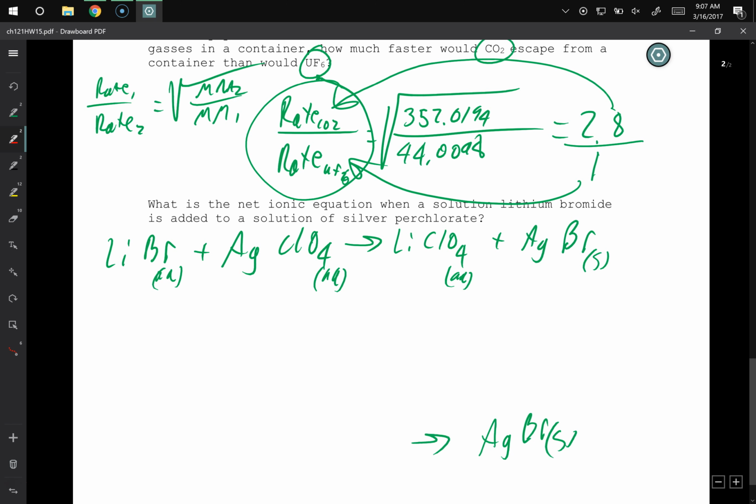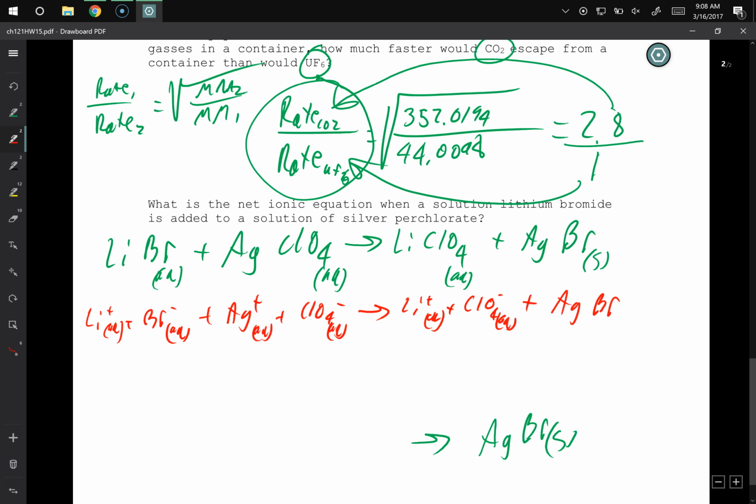So what does aqueous mean? That molecule's ions, or the molecule itself, is already surrounded by water molecules. So in this case, since we're talking about these salts, that lithium bromide, what has happened to it? It's already been separated. So it's a lithium and a bromide and a silver and a perchlorate and a lithium and a perchlorate and a silver bromide. Solid.